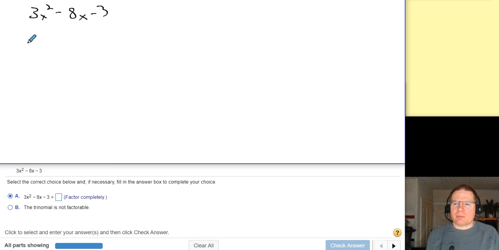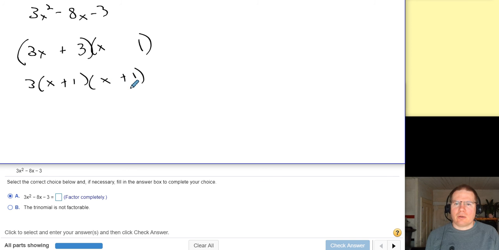I notice 3 is a prime number, so the only way to get 3x squared is 3x and x. Great. Here, 3, another prime number. The same prime number. The only way to get 3 is 3 times 1. I know this can't possibly be correct because 3 is a common factor here. If this were the case, I'd be able to factor out a 3 from this expression. But 3 isn't a common factor all the way along.